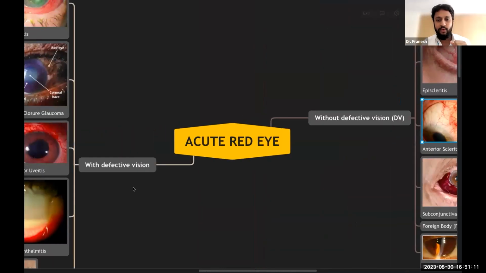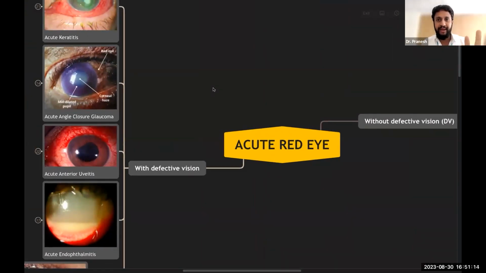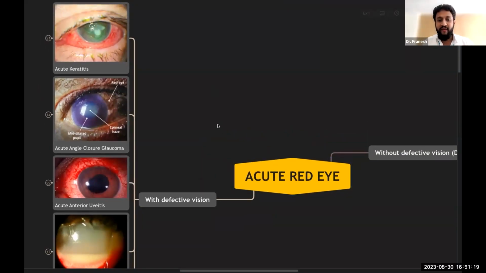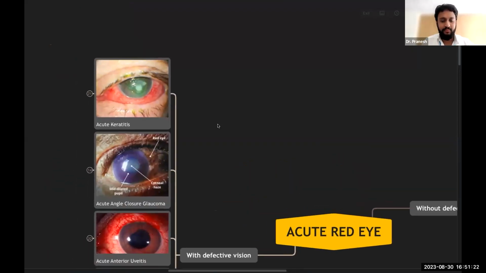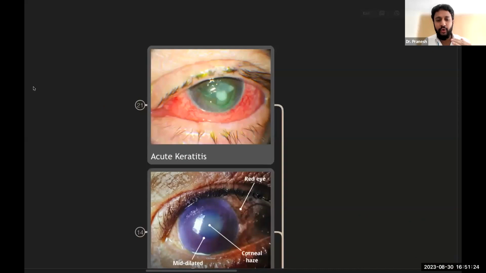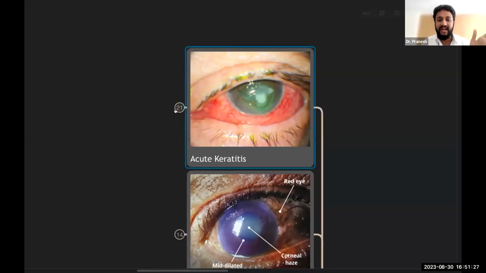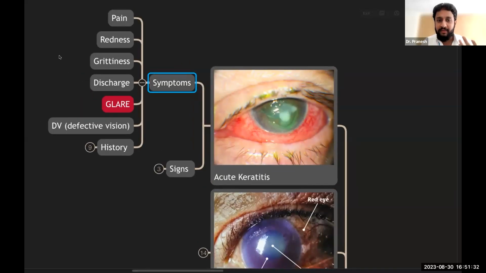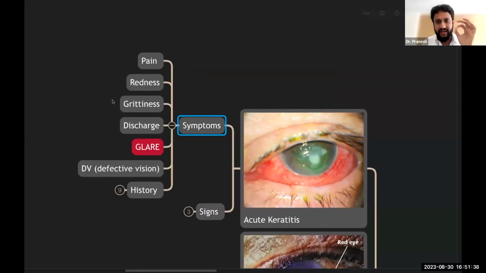Now, I'll just quickly give you what are the important signs and symptoms a patient will present with in each diagnosis. So, acute red eye with defective vision. Acute keratitis. Now imagine a patient coming to you with a corneal ulcer. What will be the signs? What will be the symptoms? Apart from pain and redness, the one important complaint, which is quite unique to acute keratitis and one more condition, we'll come to that in a minute, is glare, photophobia, painful sensitivity to light.